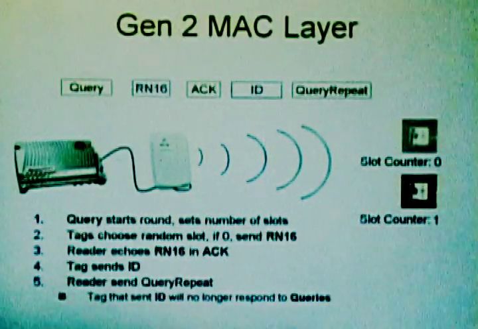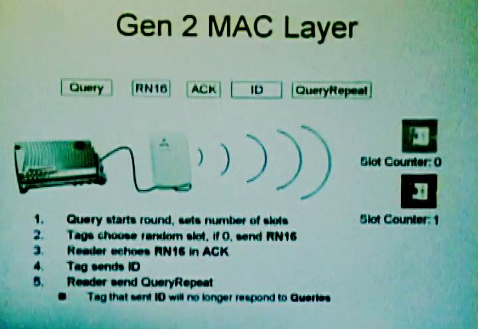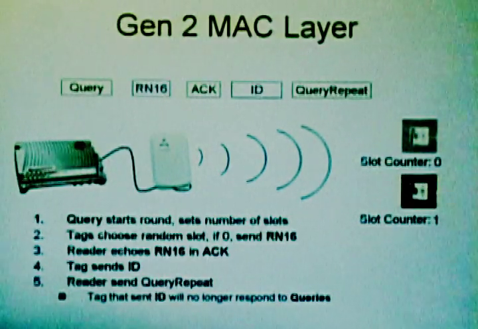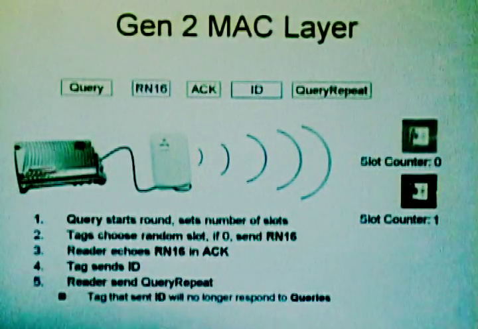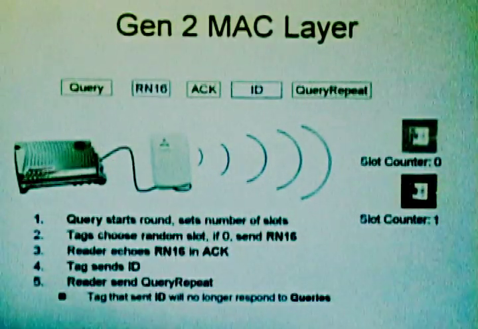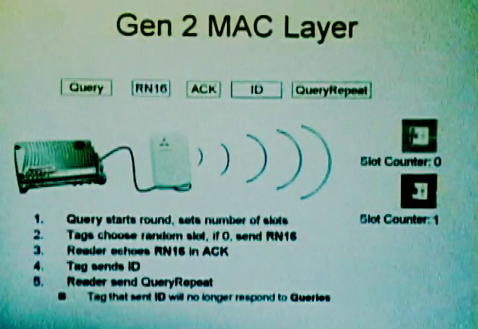This indicates, okay, I'm done with slot 0, let's move on to slot 1. So it has 2 effects. The first effect is that whatever tag just sent its identifier will now be quiet for the next round. So you have a number of collisions, some of the tags are read, some of the tags aren't read. But then another query will happen, and the tags that were read in the previous round will be quiet now, so there are fewer. After a number of query rounds, all the tags will be read.